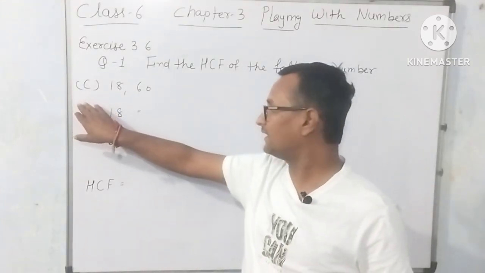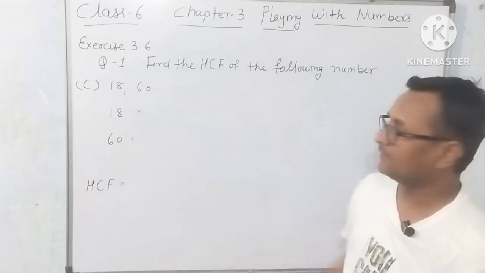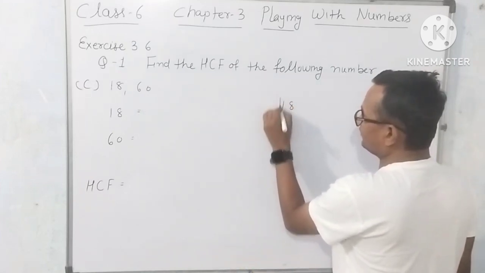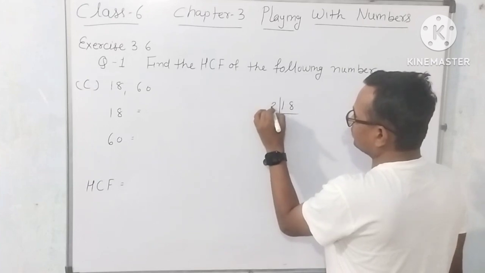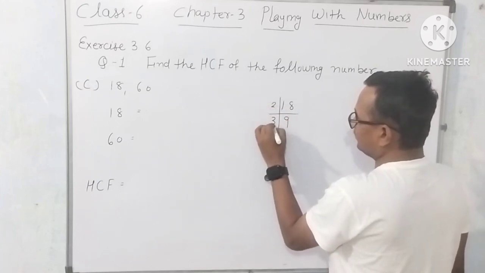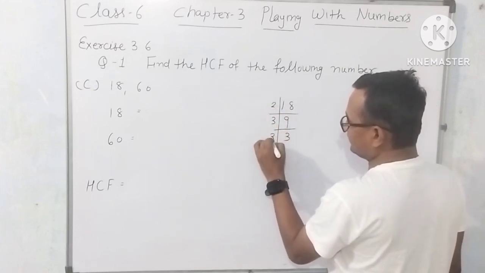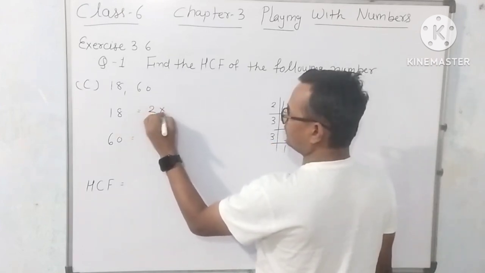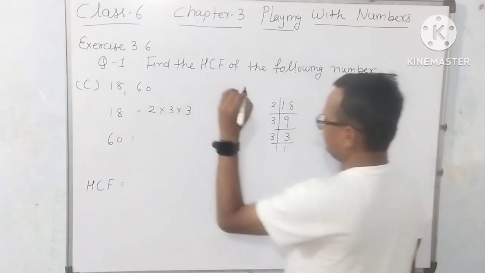Now we will do part C, 18 and 60. Here again we have to do the same thing. First we find the prime factorization of 18. So 2 9s are 18, 3 3s are 9, 3 1s are 3. So 18 equals 2 into 3 into 3.